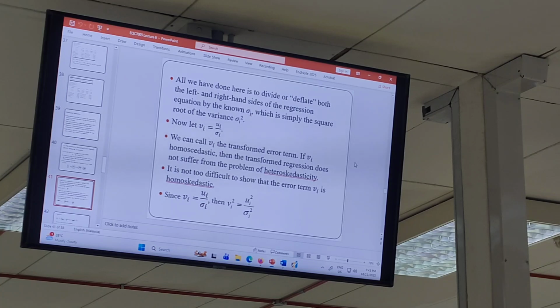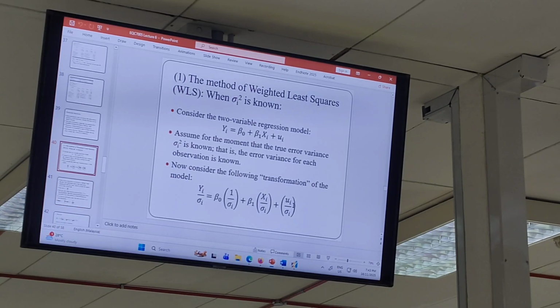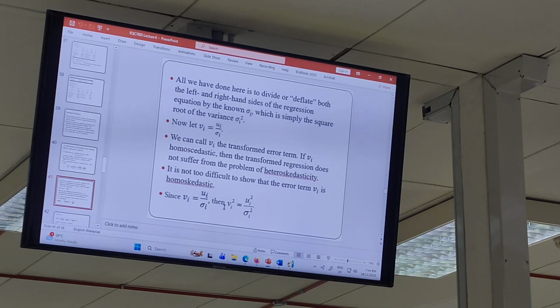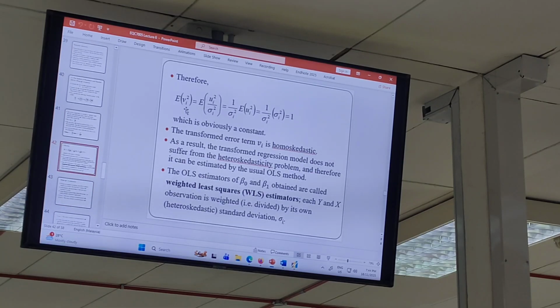It's not too difficult to show that the error term v i is homoscedastic for this example. Since v i equals the original error term u i over sigma i, if we square this, we get the square of this. Therefore, the expected value of v i squared, which is the variance of the new error, is given by this. Because sigma i is known, it can be taken out, so the variance of u i is sigma i squared.